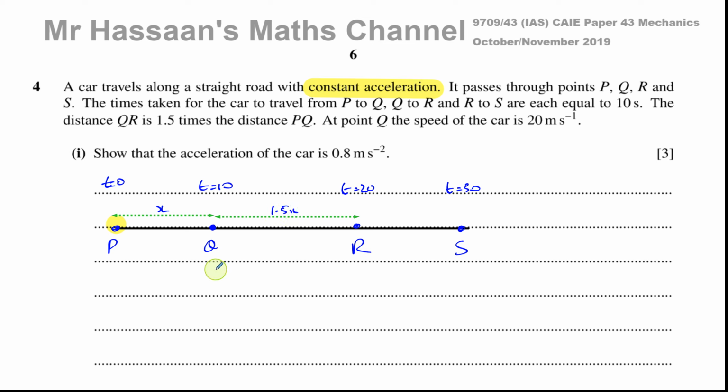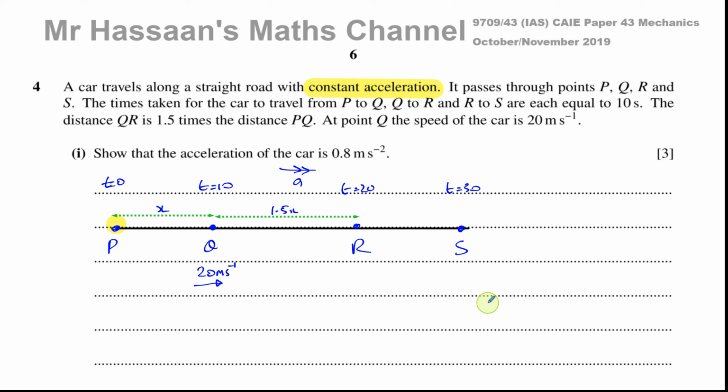We also know that when it's passing Q, its speed is 20 meters per second. And we know throughout the whole journey, the acceleration is constant. And that's what we have to find, that constant acceleration. We have to show that it is 0.8. I think that's all the information now marked on this diagram.